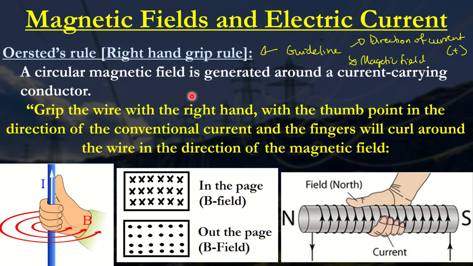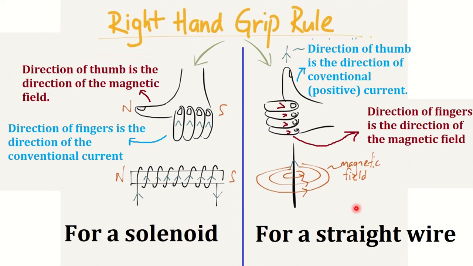Your right-hand grip rule does change slightly if you're using the straight conductor and the solenoid, so keep that in mind. The first thing is for our solenoid, your right thumb, and you can try and picture this by holding up your hand with me. So with your right hand, put it into a little grip.